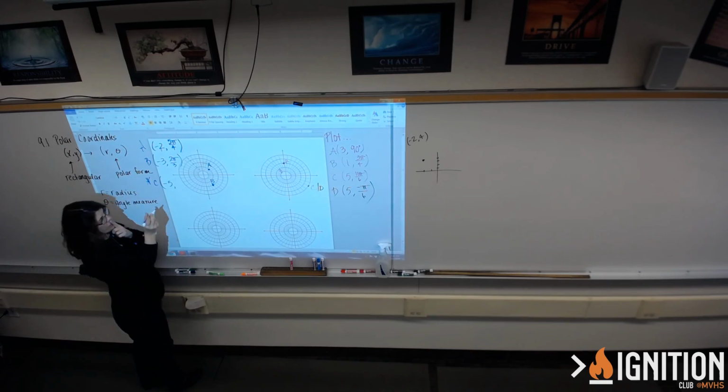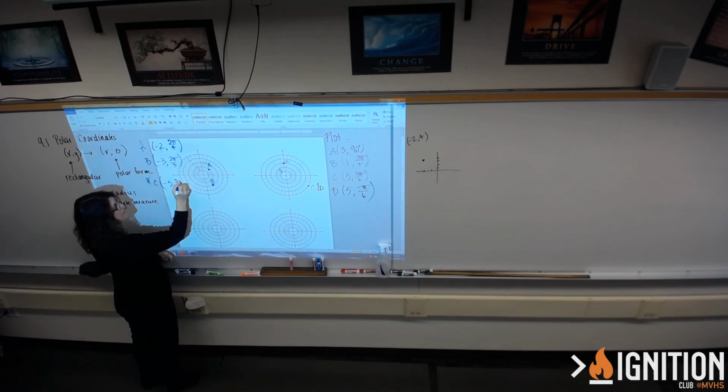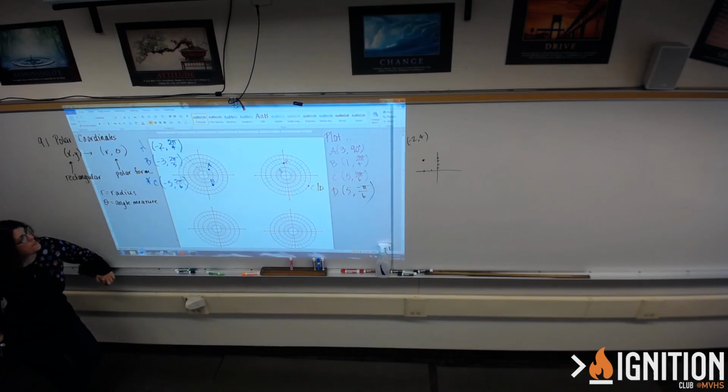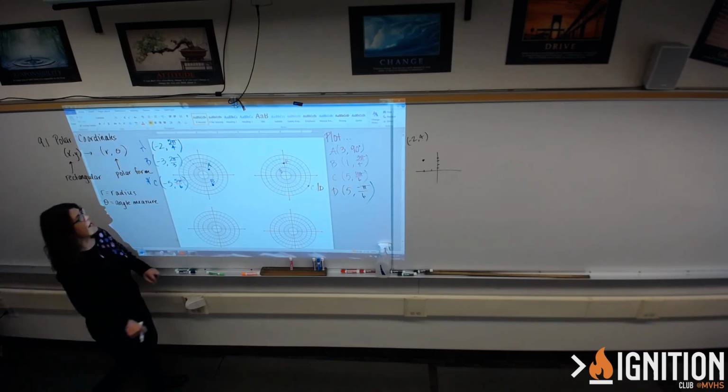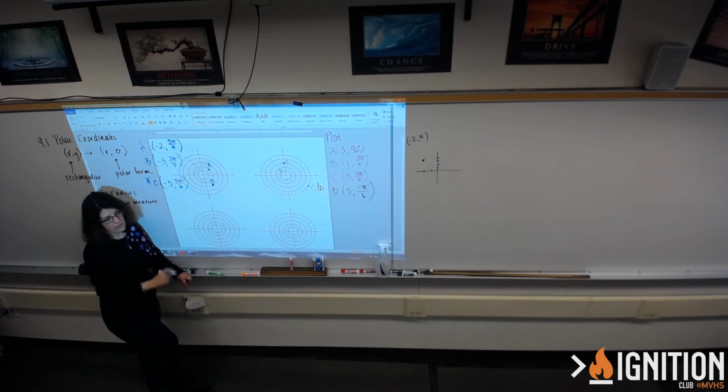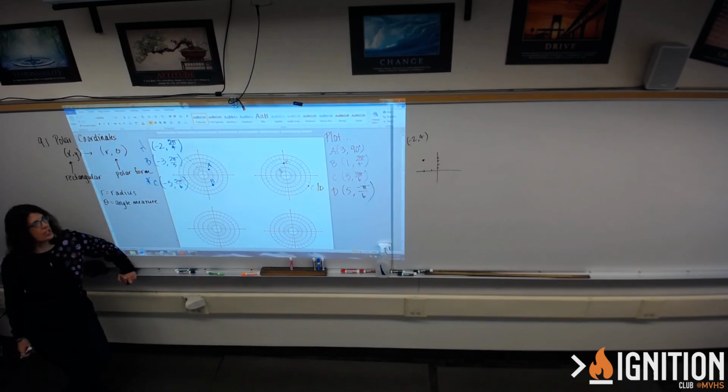-5, 5 pi over 6. Where should you start? 5 pi over 6. The radius is -5. So when you find 5 pi over 6, which is in the second quadrant, instead of moving toward the positive angle, you're moving away because it's negative. Moving the opposite direction of positive 5 pi over 6.